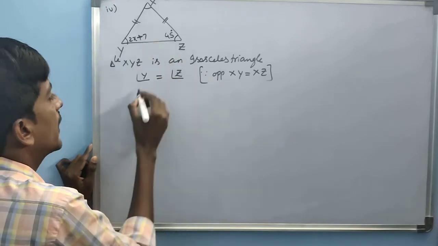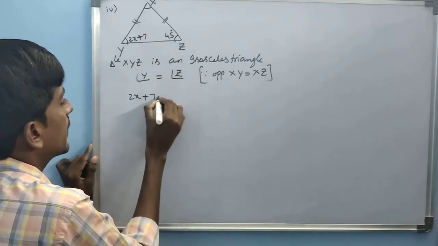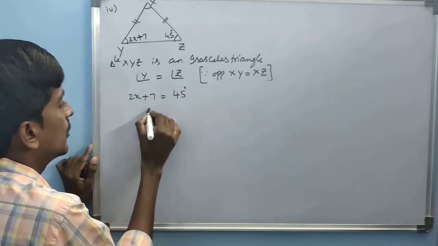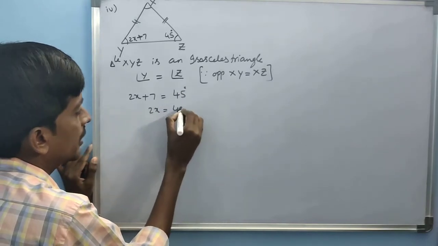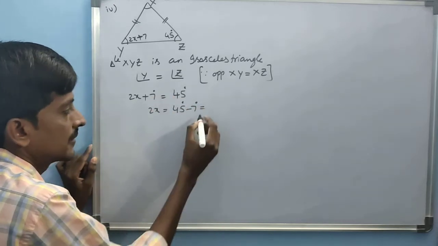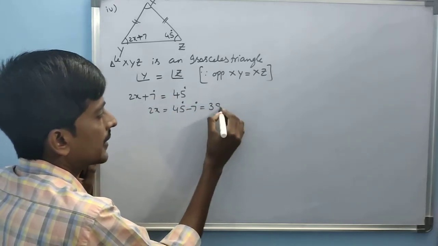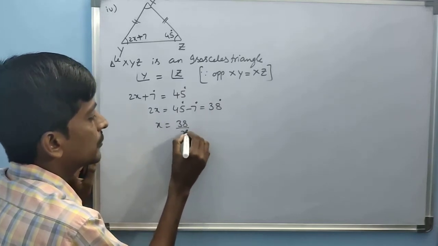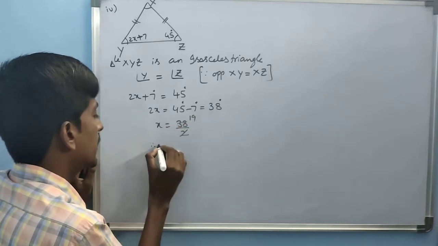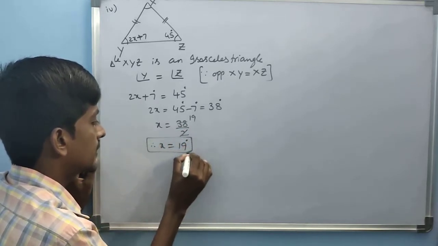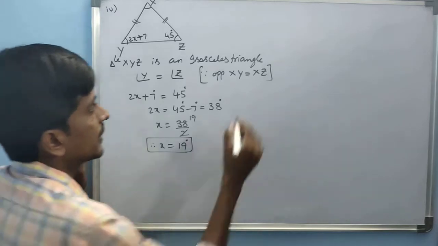Okay, angle Y is 2x plus 7, angle Z is 45 degrees. 2x equals 45 degrees minus 7 degrees, which is equal to how much? 38 degrees. x equals 38 by 2, 19. Therefore, x equals 19 degrees. This is the fourth sum.